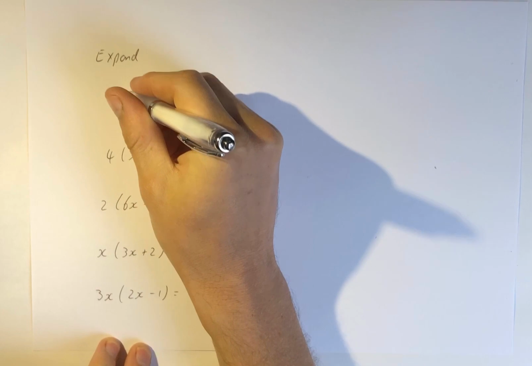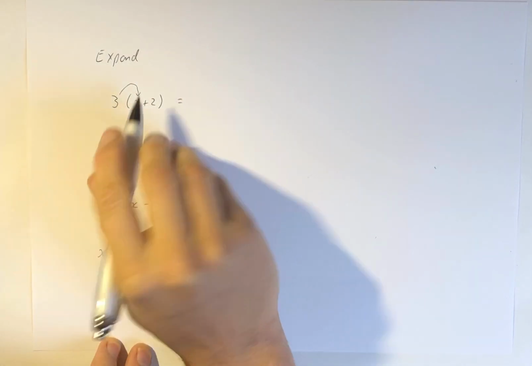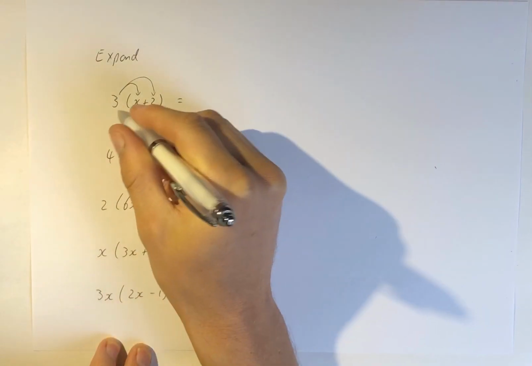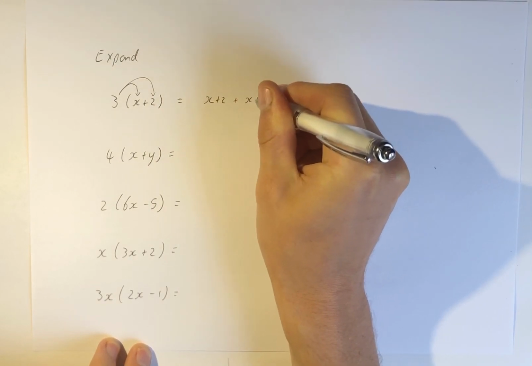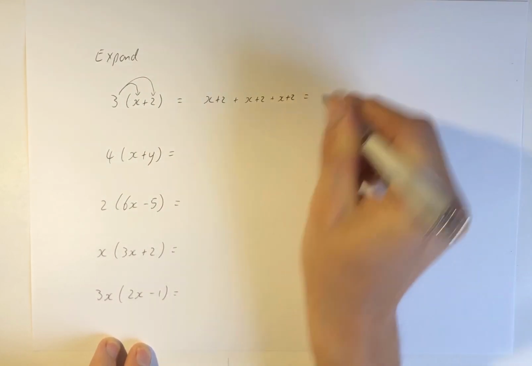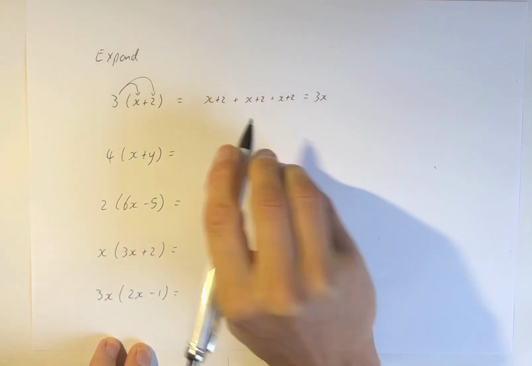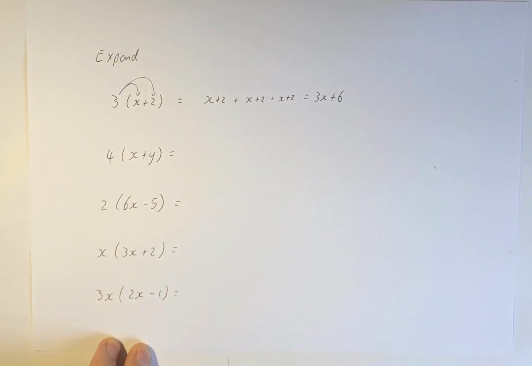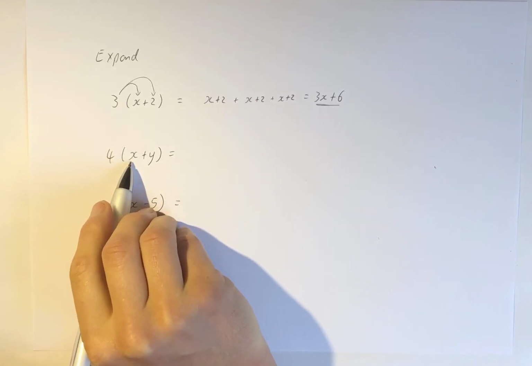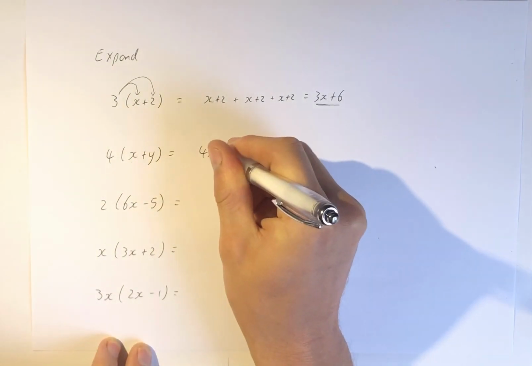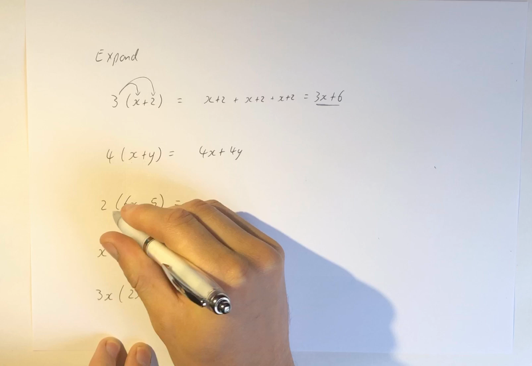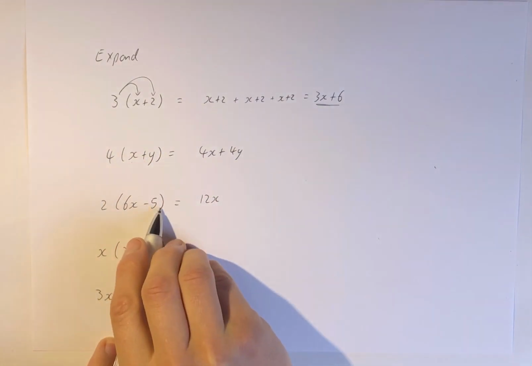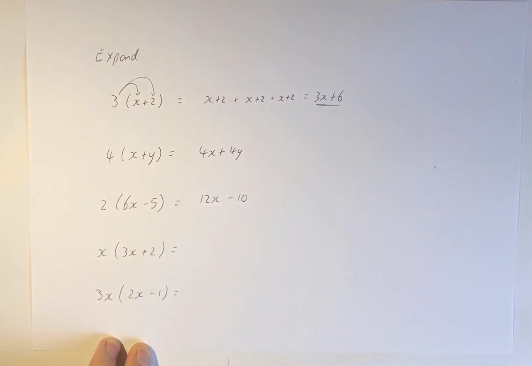So if we expanded that, we'd have 3x plus 6. I've got 3 x's. If I was to do this out the whole way, remember, I'd have 3 lots of this thing. So I've got 3 x's and I've got 3 2's, and you know that 3 2's are 6. So there we have it, our expansion. If I was to expand this, I'd have 4x plus 4y. And if I was to expand this, I would have 12x take away 10 or plus negative 10.